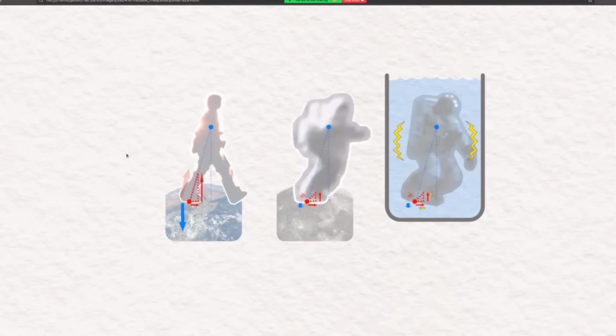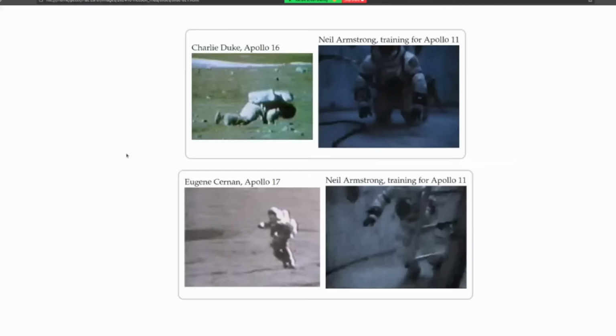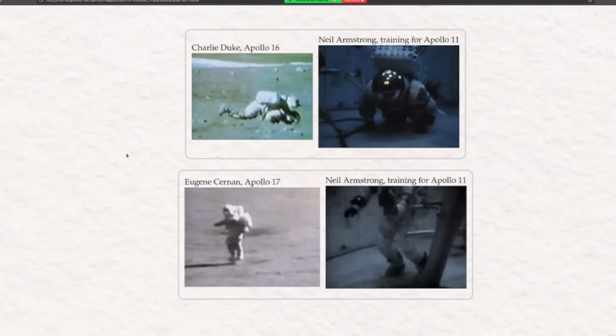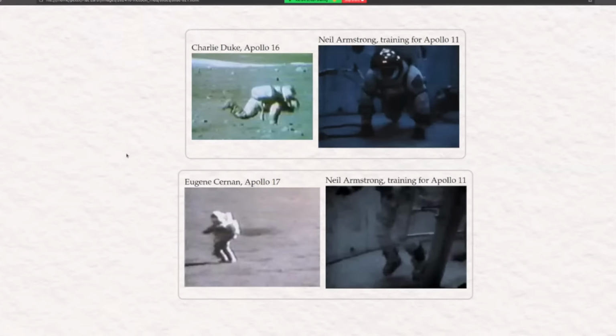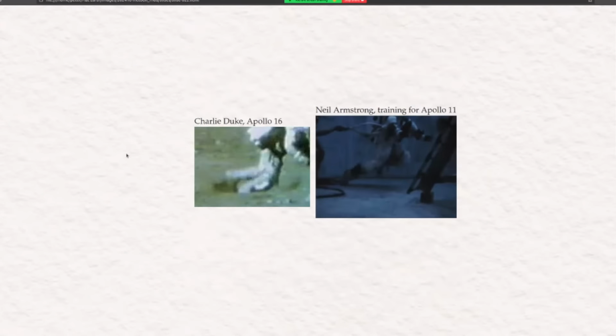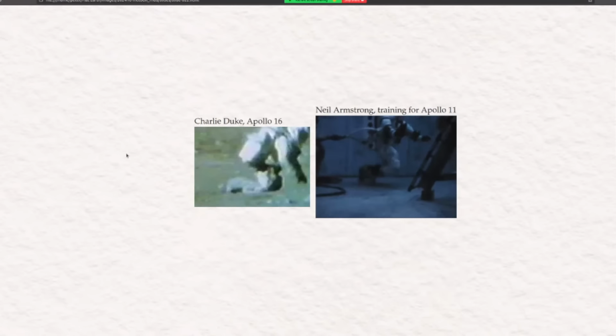Because of this, there are actually things the astronauts could do on the moon that they couldn't in the tank. Don't believe me? See for yourself. Here are some closely comparable movements in the water versus on the moon. Look especially at this pinwheel motion of the feet, which is a powerful reflex we have to catch ourselves when falling.